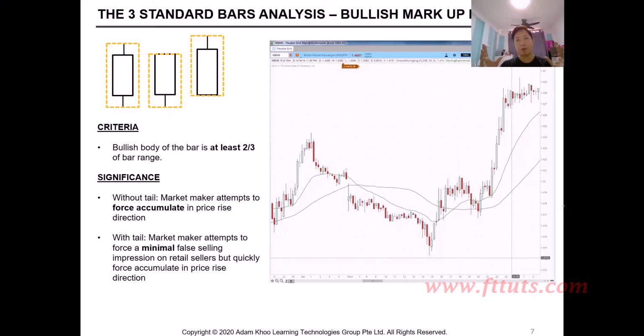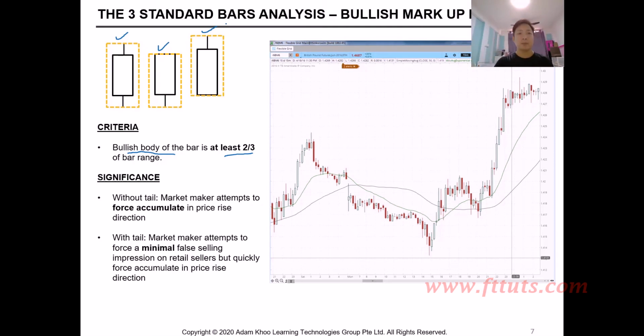So next up is what we call a bullish markup bar. This is actually a more straightforward kind of formation. It can be either this or this or this, right? Basically, you want to see that the bullish body is 2/3 of the bar range. You will see that mostly in the chart, especially when the market is going in an uptrend, right?